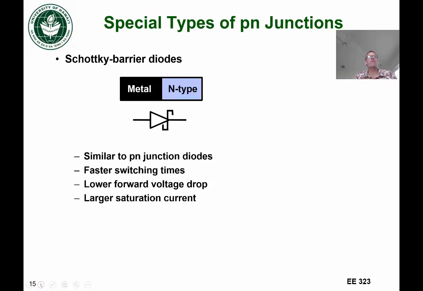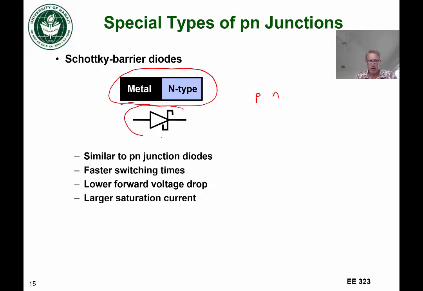One that you'll hear referenced fairly frequently is called the Schottky barrier diode. These are a little different than PN junctions. We normally think about a P-type material and an N-type material. Schottky barrier diodes happen when you put a metal next to an N-type material, as opposed to a P-type material.